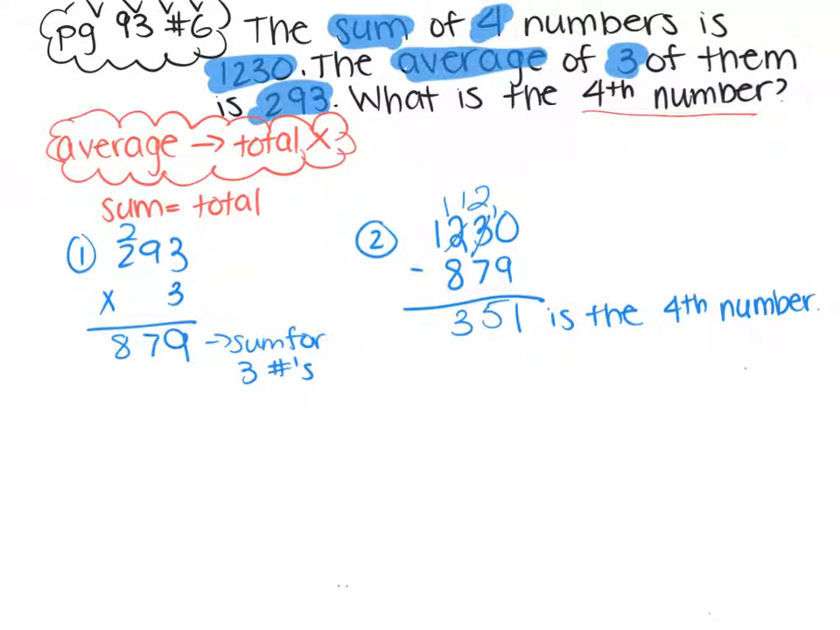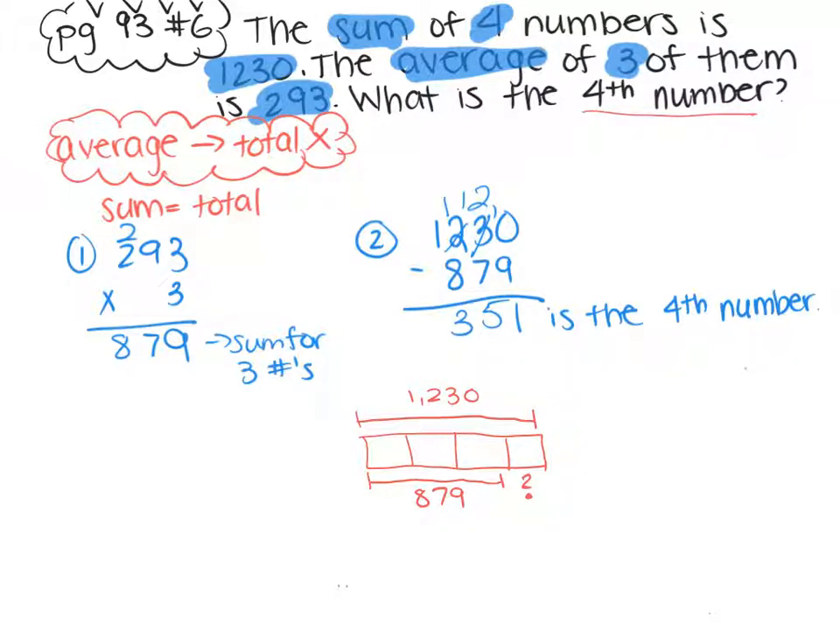For those of us who are still confused on why I subtracted those numbers, if we think back to our handy dandy bar graph, so here's our bar graph with 4 boxes, which would represent the 4 numbers. Now I know if the sum of all 4 of them added together is 1,230, and then I have the sum of the 3 numbers, which is 879, I still need to figure out what this very last box is.